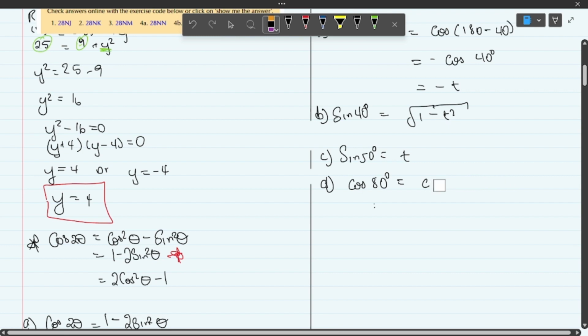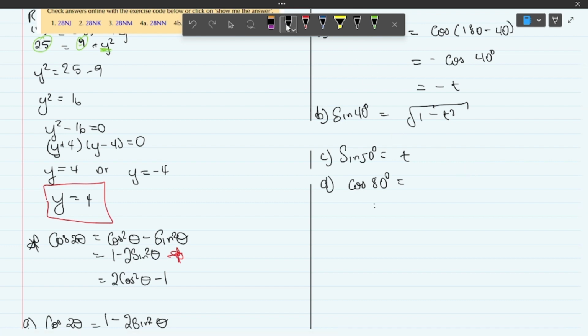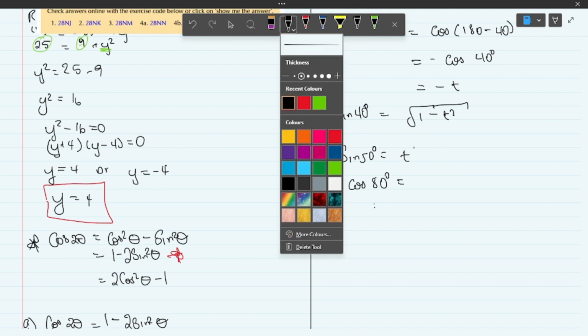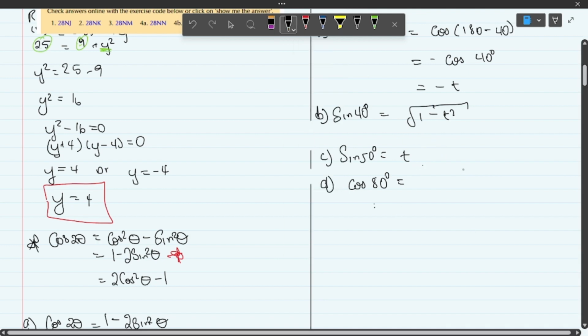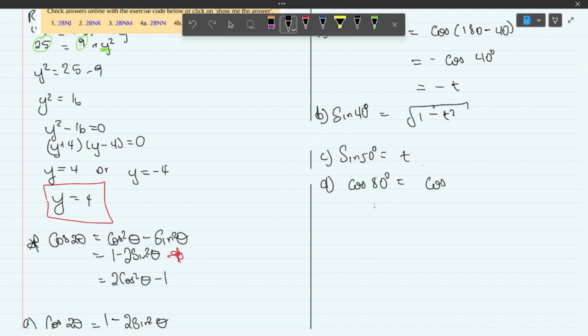So cos 80 degrees, it's what? Let me think, guys. It's cos 2 times 40 degrees, right? So meaning that it's what?